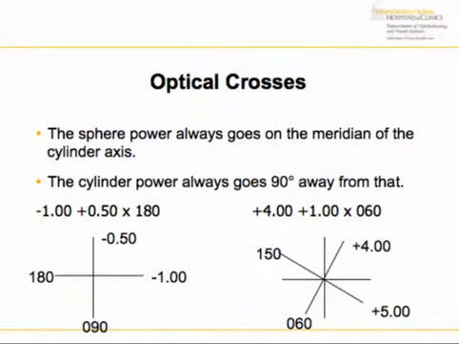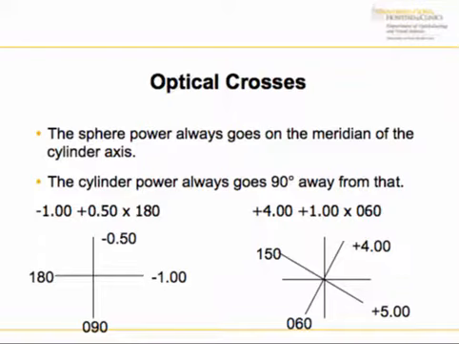You can deconstruct any spectacle correction by using an optical cross. To do this, make a cross and put the sphere power on the meridian of the cylinder axis. The cylinder power goes 90 degrees away from the sphere power. In the first example here, you see that the -1.00 diopter power is put on the axis orientation of 180 degrees. Next, add the sphere and cylinder powers together. In this case, combining the -1 diopter sphere power with the +0.5 diopter cylinder power equals -0.50 diopters.